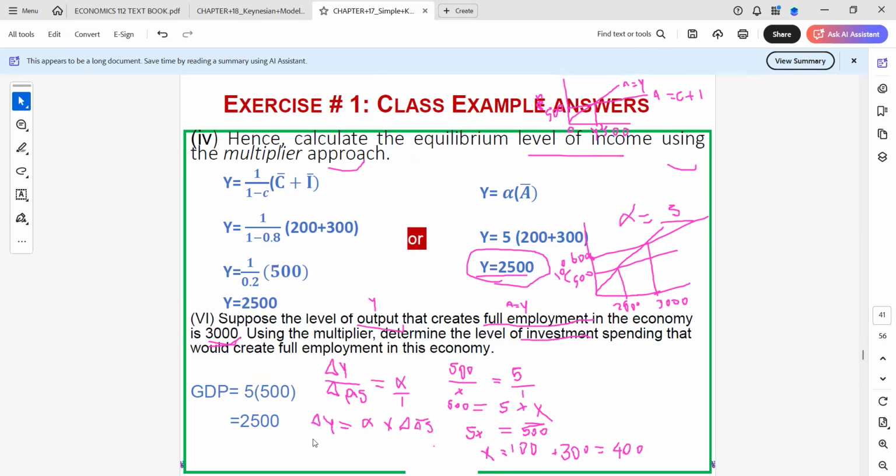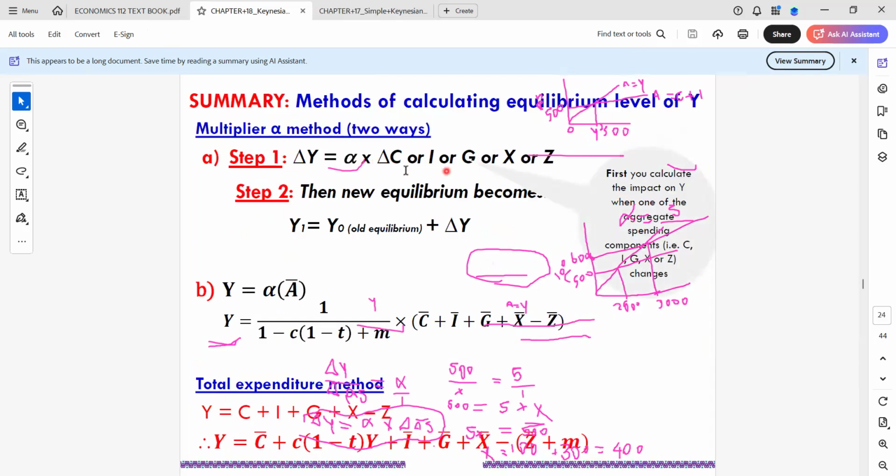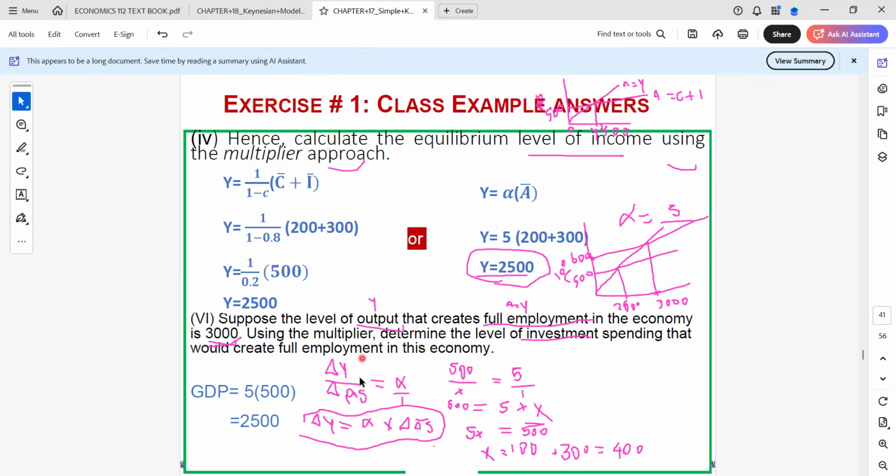You see, this is the same as this one here. Can you see that? So this is where they took it from, right?